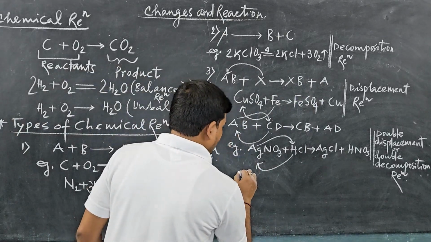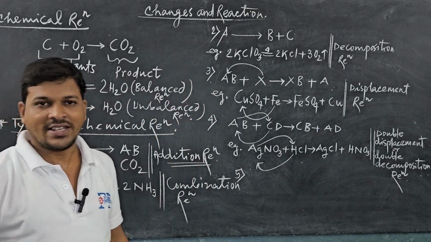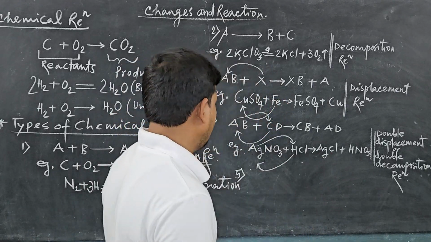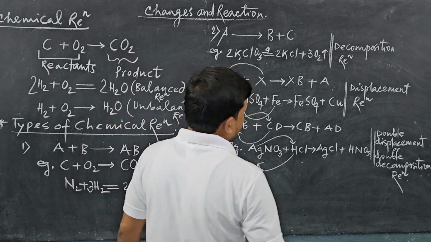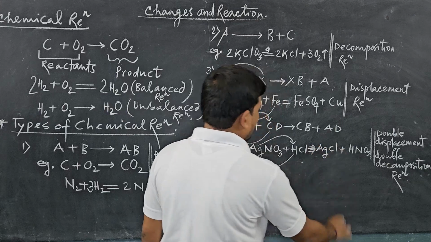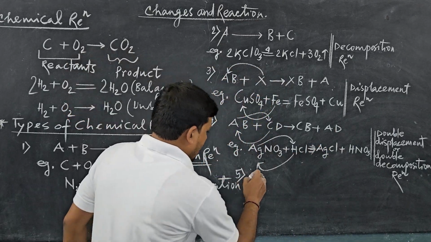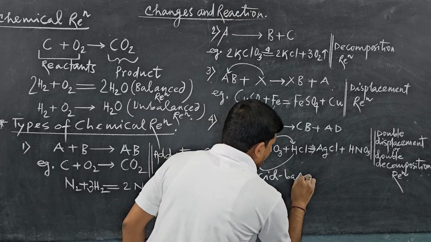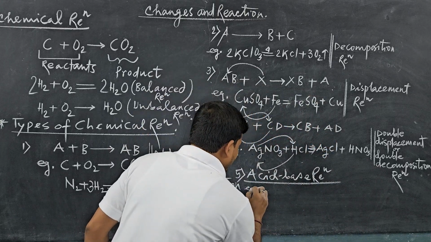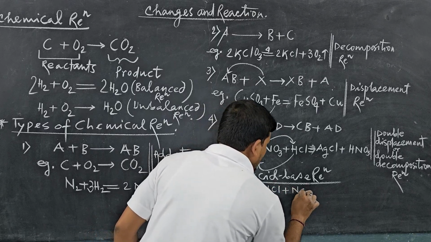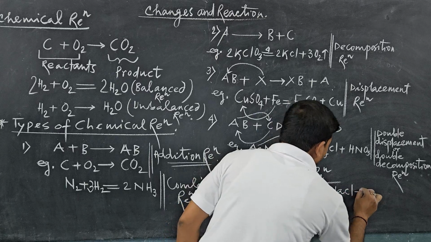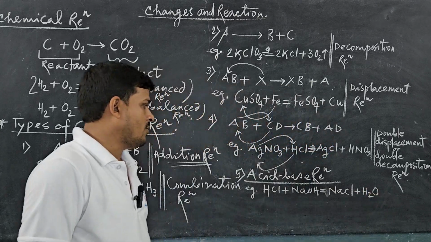Another type of chemical reaction is where acid and base react with each other to form salt and water. That is called acid-base reaction. Here we can use the arrow or equal sign, there is no problem, because here you consider only the types of chemical reaction. In a very simple acid-base reaction, one acid reacts with a base: HCl plus NaOH, sodium hydroxide, react together to form sodium chloride salt plus water. This is one example of acid-base reaction.